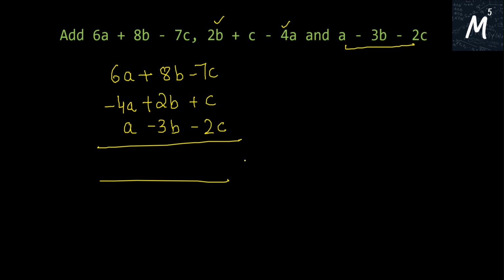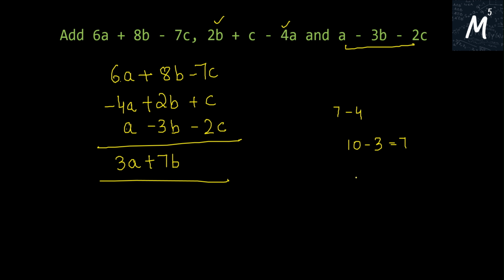Now to solve this, we are going to apply the rules of integers. Let us solve: 6 plus 1 is 7. 7 minus 4 is 3a. Now let us do the b term. 8 plus 2 is 10. 10 minus 3 is 7. Positive 7, so plus 7b. We will not forget to write down the variable also with the 7.